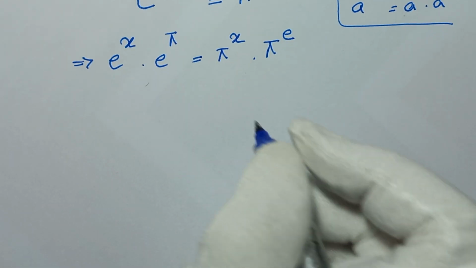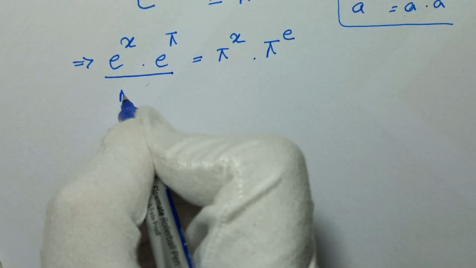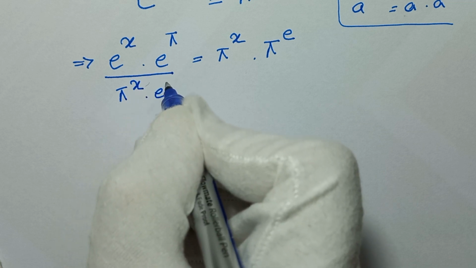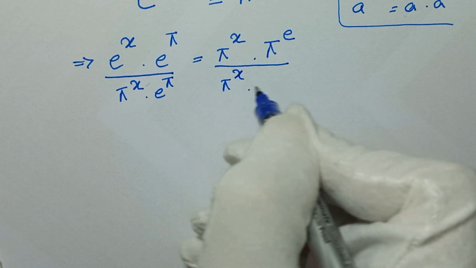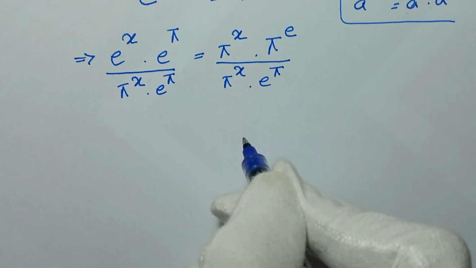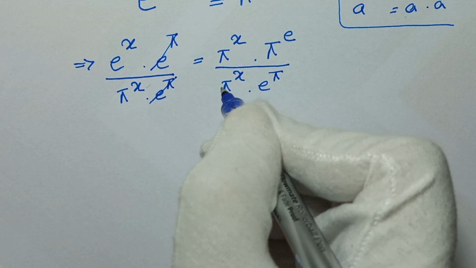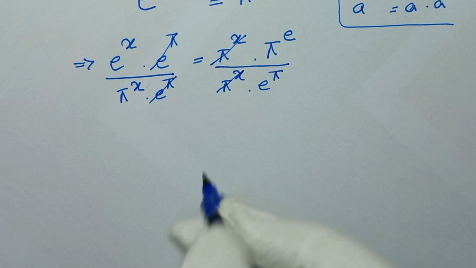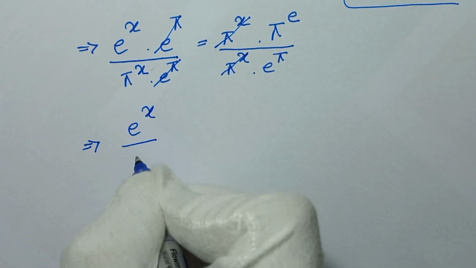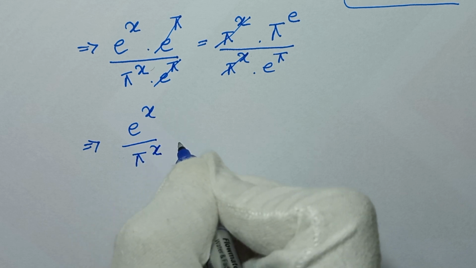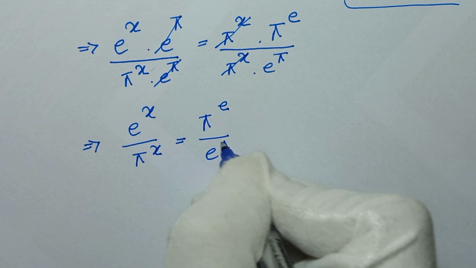In the next step, we divide both sides of this equation by pi to the power of x times e to the power of pi. In here, e to the power of pi will cancel this e to the power of pi, and pi to the power of x will cancel this pi to the power of x, and it will be e to the power of x over pi to the power of x equals pi to the power of e over e to the power of pi.